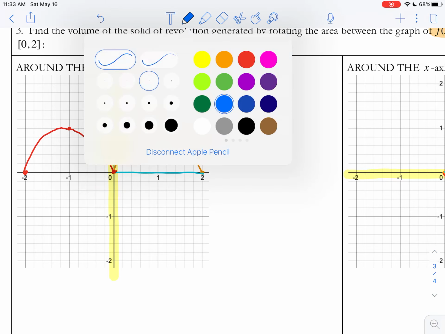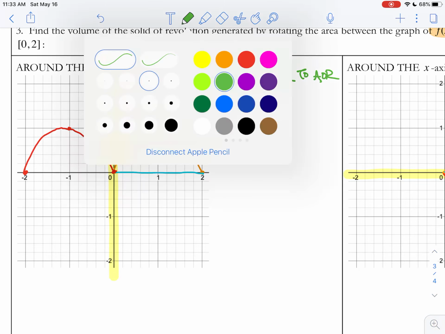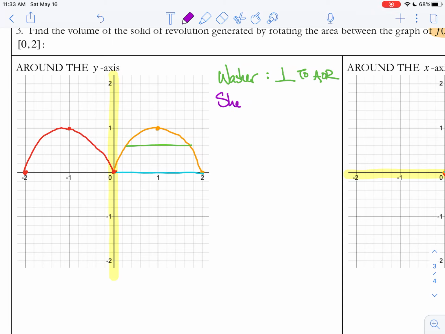What happens if we want to use washer method, okay? If we want washer method, then we need lines that are perpendicular to the axis of revolution. That would mean I would need to draw a line like this, okay? Now, if I wanted to use shell method, I would need to draw lines that are parallel to the axis of revolution. So that would mean I would draw a line kind of like this. All right, that purple line is parallel to the yellow line.